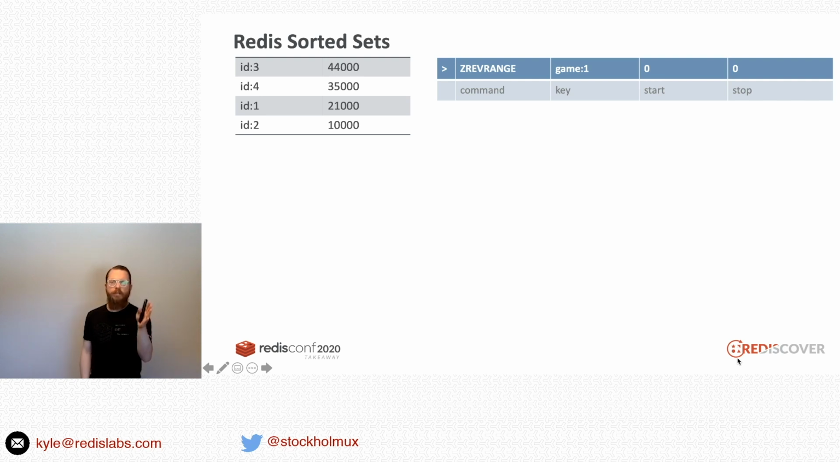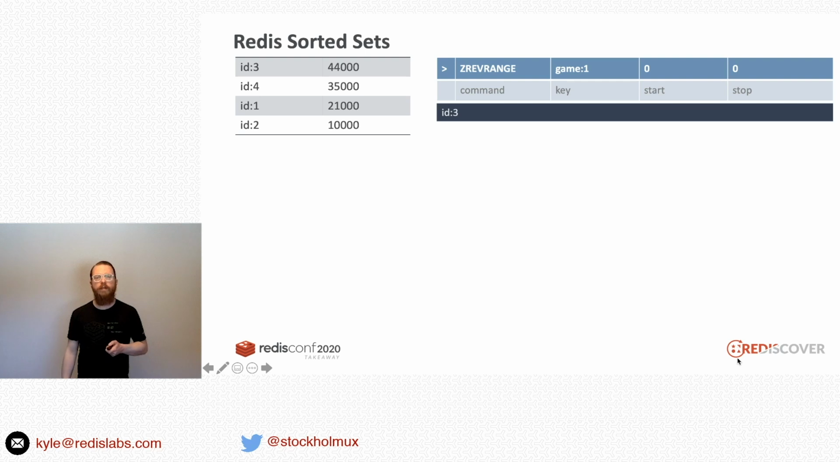So in this, we use ZREVRANGE, so we're going to do reverse sorting. We have our values there on the left, ID 3, 4, 1, and 2 with the scores. And we're going to use start and stop. So it's zero-based numbering, so we're going to get one value back out of this, right? So we're getting ID 3, and ID 3 has the highest value. So we're doing a descending order here, not an ascending order.